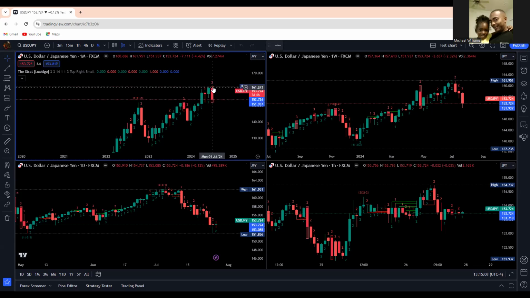So price took out the previous month's high, and then it's been going down ever since, right? We've taken that liquidity from the previous month's low, which is why it's a three, because we took out liquidity on both sides. We actually took out the previous 2 months' lows. All right, so that's our three. That's our monthly. So we know that overall for the month of July, we're bearish.